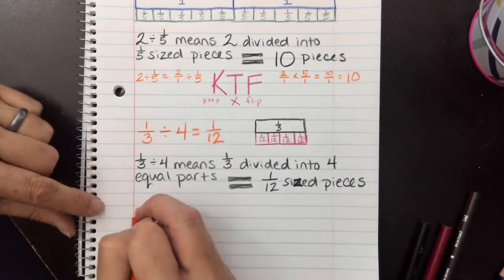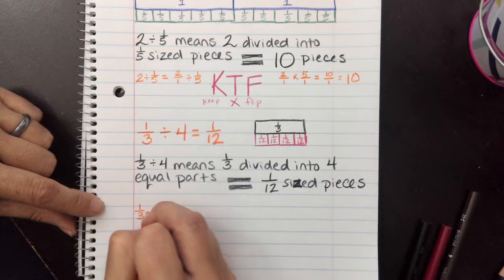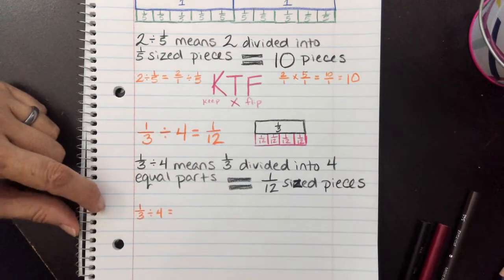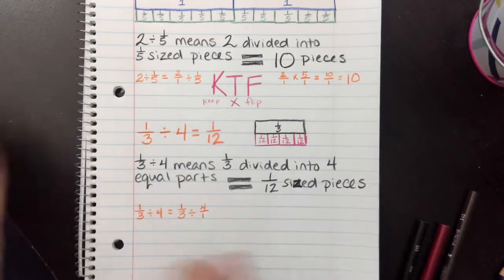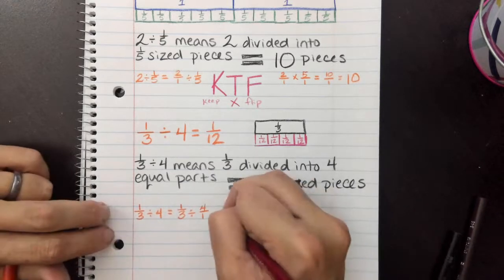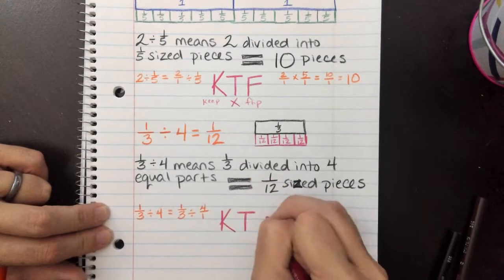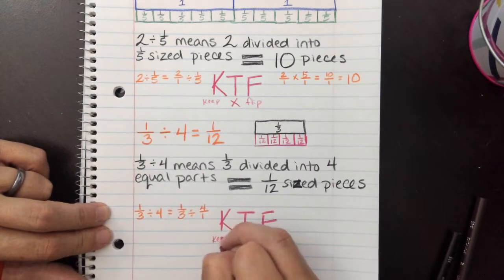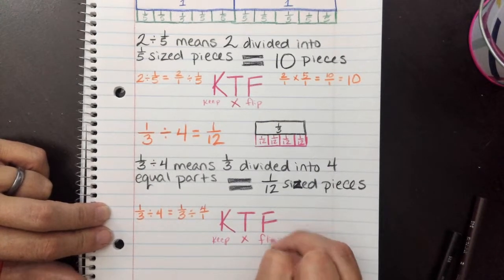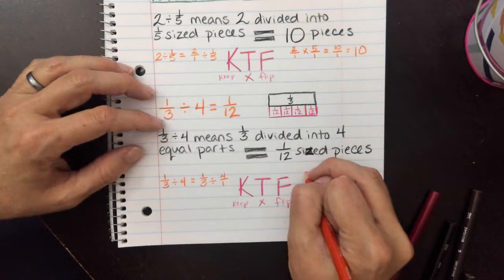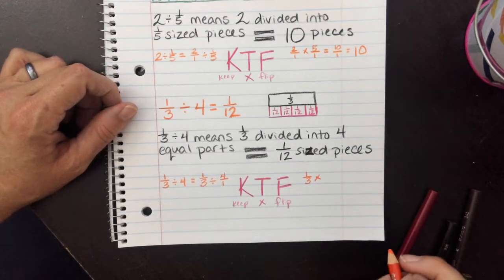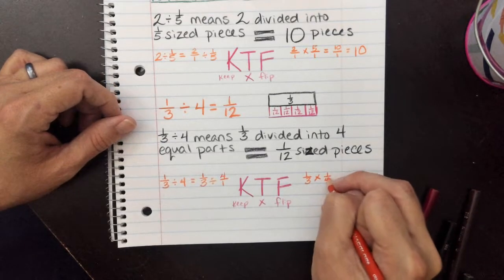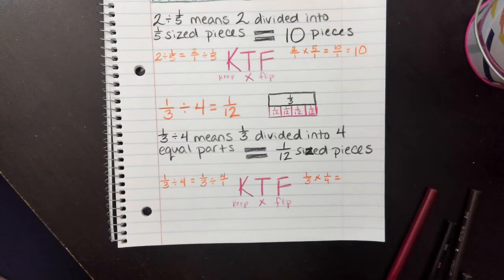And then, writing fairly small, I'm going to do the math. 1/3 divided by 4 is the same as 1/3 divided by 4/1. Now that they both look like fractions, I'm going to do keep times flip. This is only for dividing fractions. And keep times flip means that I keep the first number, the 1/3. I change the division to a multiplication, and I flip 4/1 to 1/4.